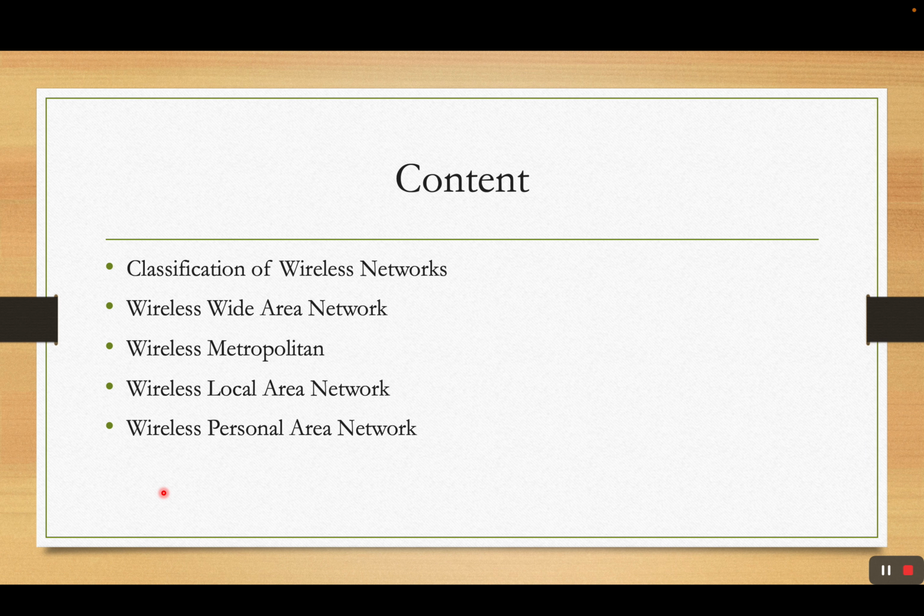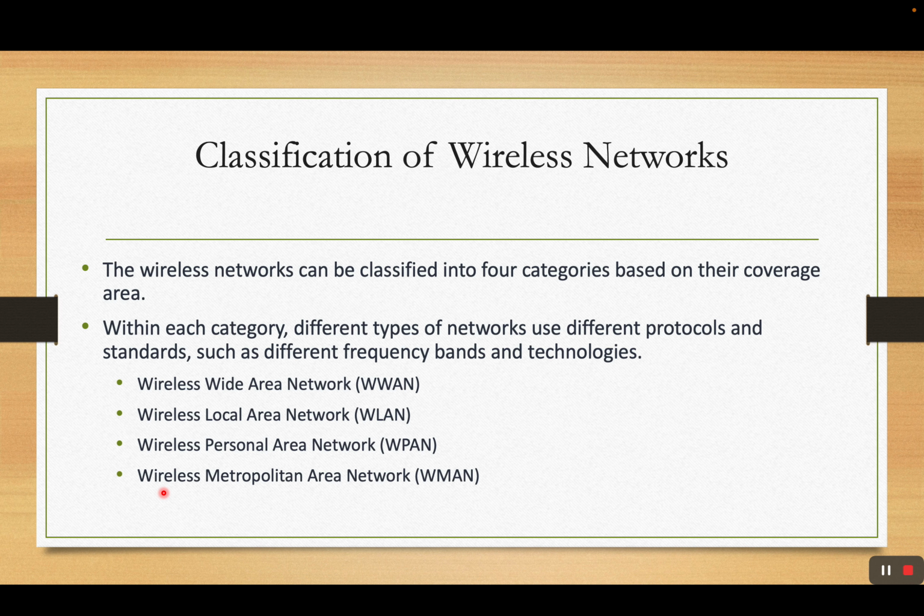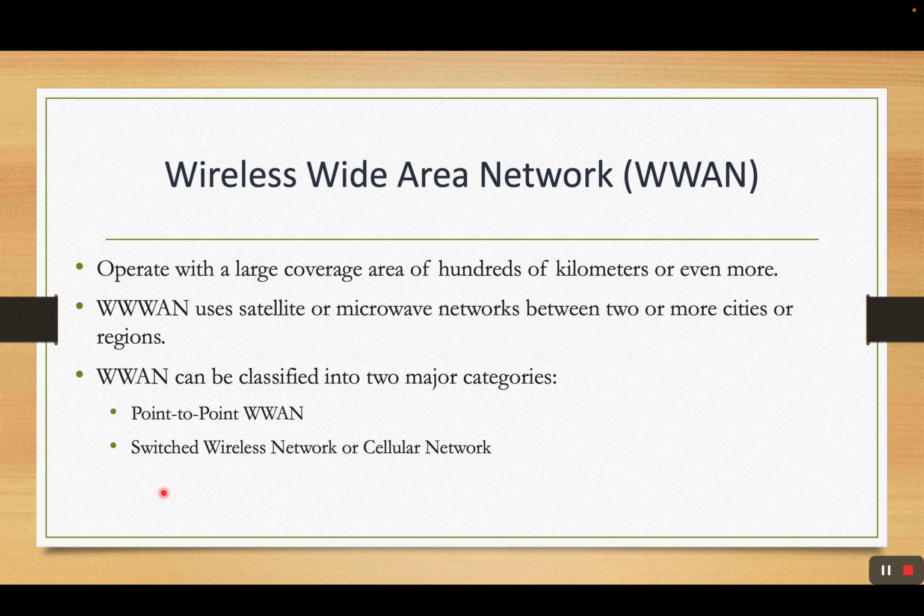Now, today in this video, we're going to talk about the classification of wireless networks: wireless wide area network, wireless metropolitan area network, wireless local area network, and wireless PAN, or personal area network. Classification of wireless networks can be divided into four major categories, all based on the coverage area, different protocols used, different standards, and different frequency bands and technologies involved in these four categories.